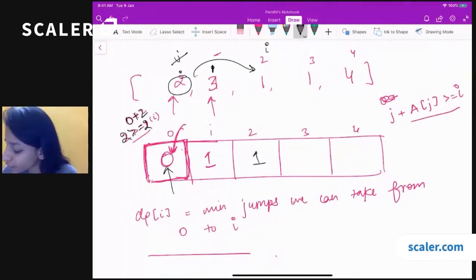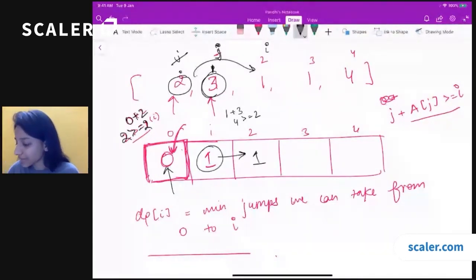Now our j will move to this position. Let's see if we can go from j till i. So this is 1 plus 3, that is 4. It's greater than or equal to 2. So yes, we can jump from this position to this position, and that will be whatever is present at this position plus 1.